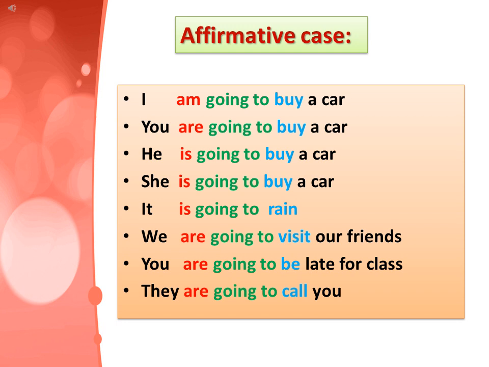Now let's conjugate be going to in the affirmative case. So what do we say? I am going to buy a car, for example. You are going to buy a car. He is going to buy a car. She is going to buy a car. It is going to rain. We are going to visit our friends. We are going to be late for class. They are going to call you.